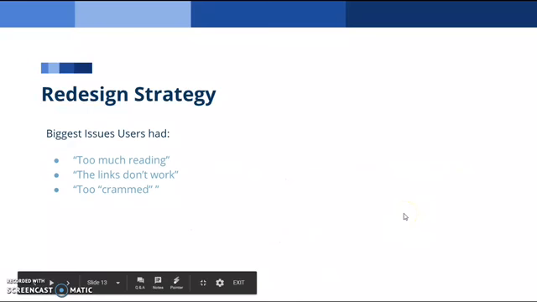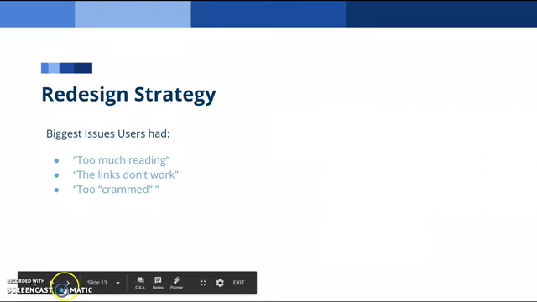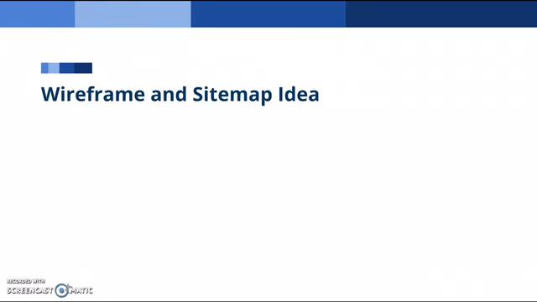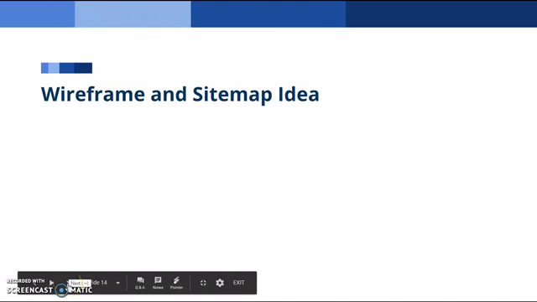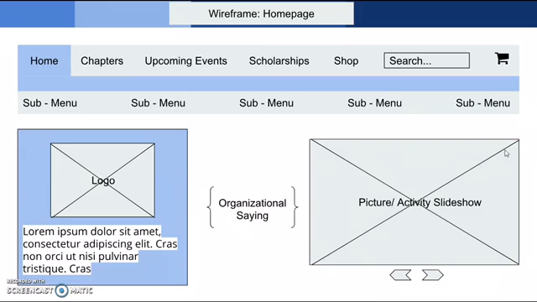Redesign strategy. The biggest issues users had were too much reading, the links don't work, and the page was too crammed. Taking those comments into consideration, I have formed a simple wireframe and sitemap idea. As you can see here, I have formed a very simple wireframe of the home page. Here we have a navigation pane in place that has each of the parts of the site under different categories such as chapters, upcoming events, scholarships, and shop.